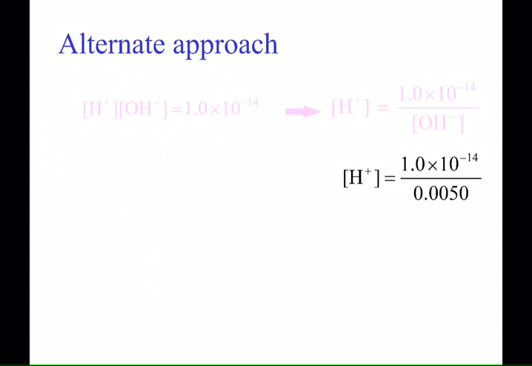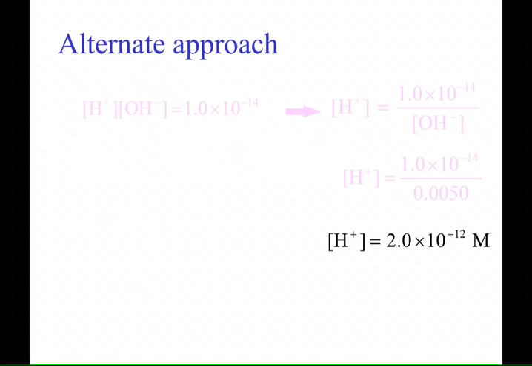This is kind of fun where you don't have to worry about units. So 2 sig figs, I get 2.0 times 10 to the minus 12 moles per liter. So that's the third of 4 quantities with this approach.